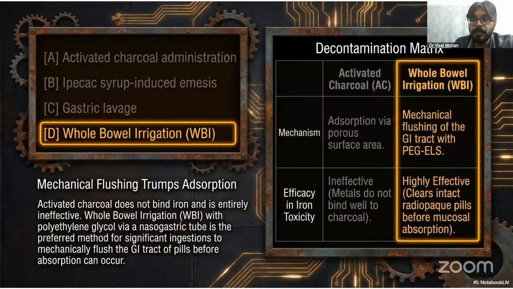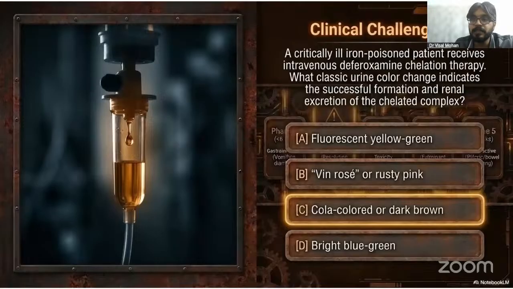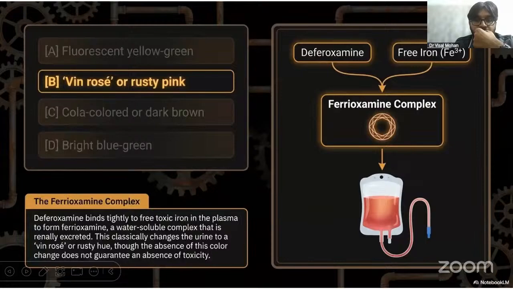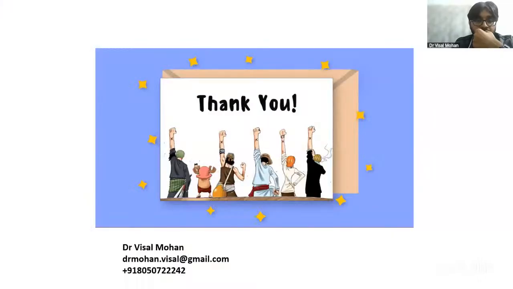Okay. The last question, which color change indicates successful chelation? Vin rose colored, or bright blue green? It's the vin rose color, right? Okay. Yes, so that's the end of our discussion.